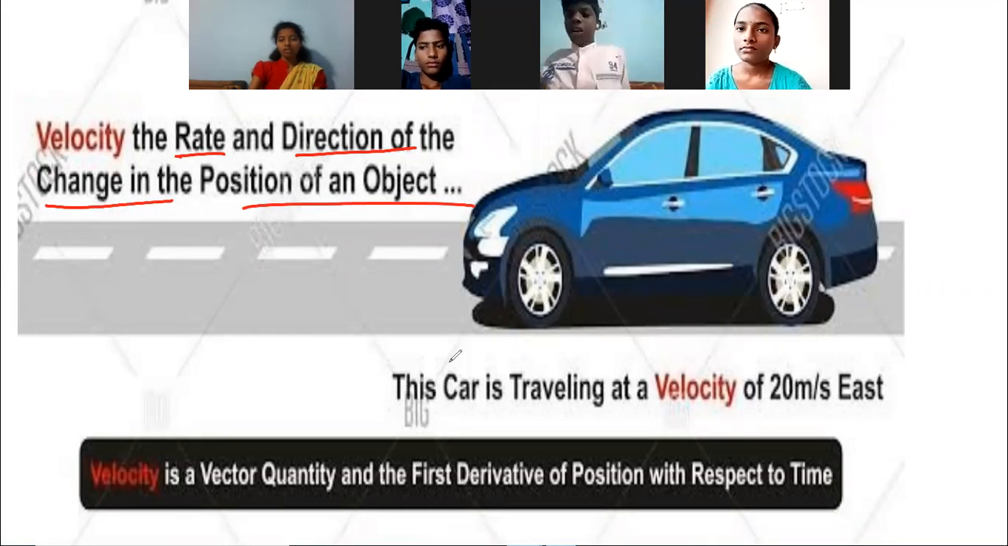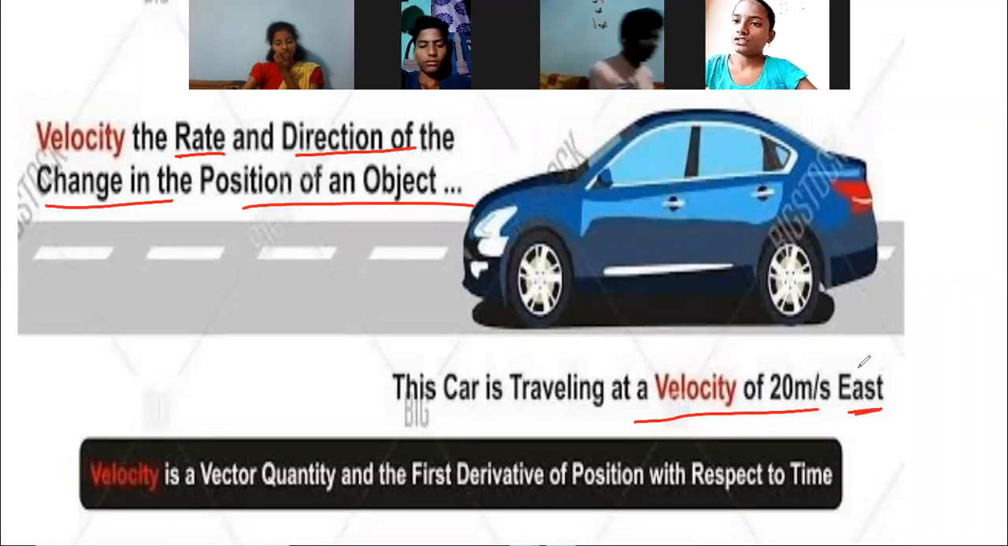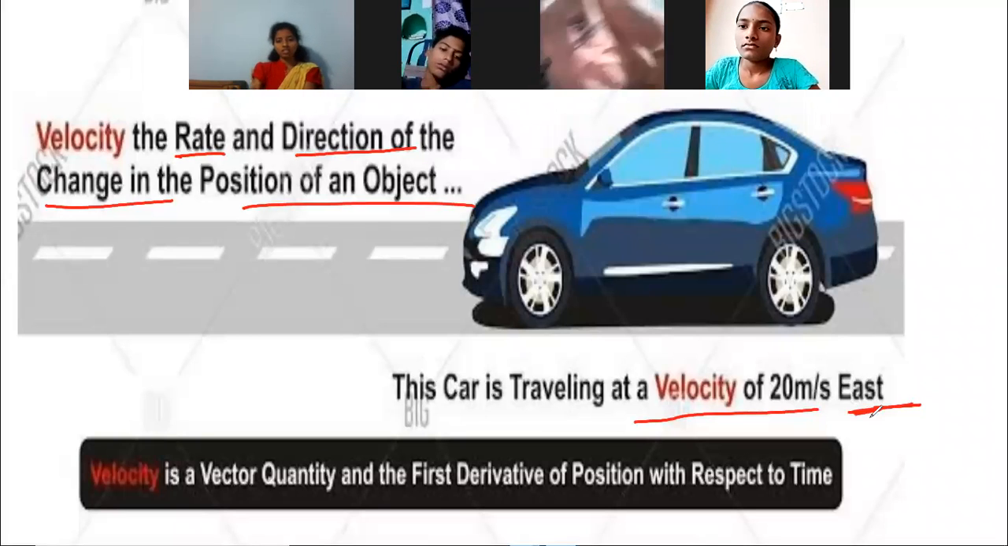So we can say, given one car, this car is traveling at a velocity of 20 meter per second towards east. Why are we taking direction here? Because velocity gives magnitude as well as direction. So that's why we are taking the velocity of this car as 20 meter per second towards east. The unit of velocity is the same as speed.